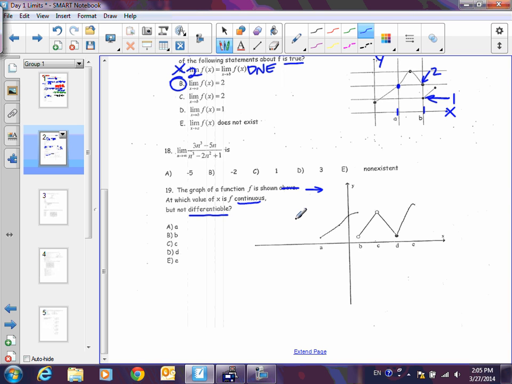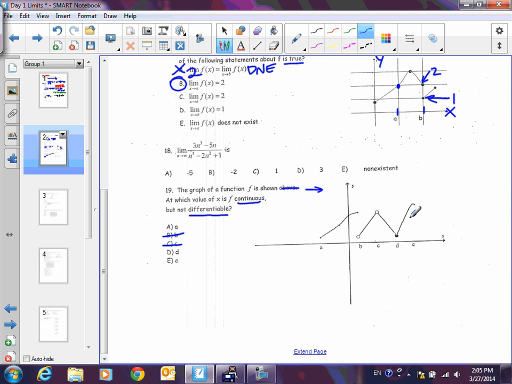Okay, so we want yes on continuity. So let's get rid of the ones where there's no continuity first. Okay, so which answer choices could I get rid of? B is not continuous. What else? C is not continuous. There's a limit at C, but there's no continuity. All right. What do you think about the endpoints? Can you say there's continuity at the endpoints?